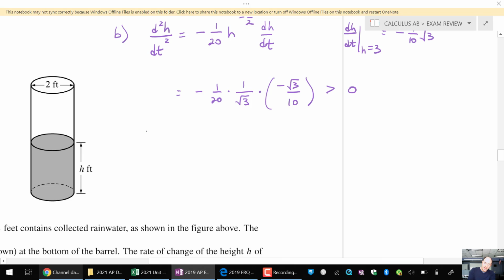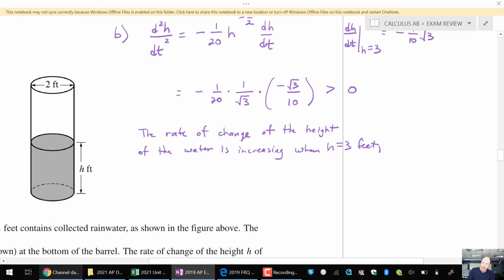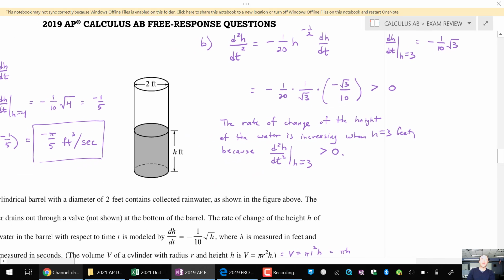My conclusion is that the rate of change of the height of the water is increasing when h equals 3 feet, because, it does say to explain our reasoning, so we should say why or how we know: because the second derivative, d squared h over dt squared, when h is equal to 3, is positive. All right, so there we go. An increasing rate of change.